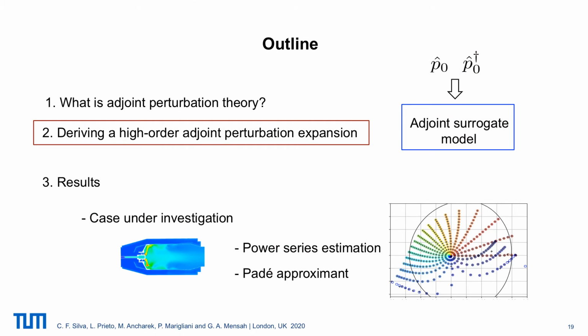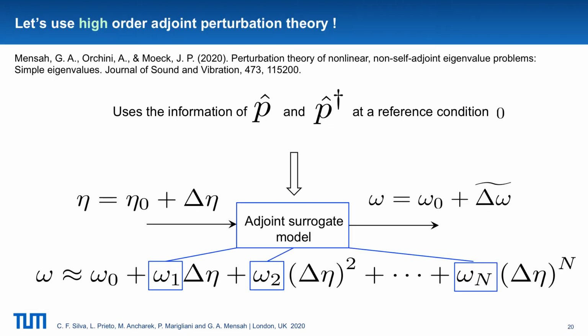Well, the answer now is, if a first order adjoint perturbation theory fails, maybe we can just consider a high order adjoint perturbation expansion. All this theory is based on the thesis of Georg Mensa and his work recently shown in the Journal of Sound and Vibration 2020.